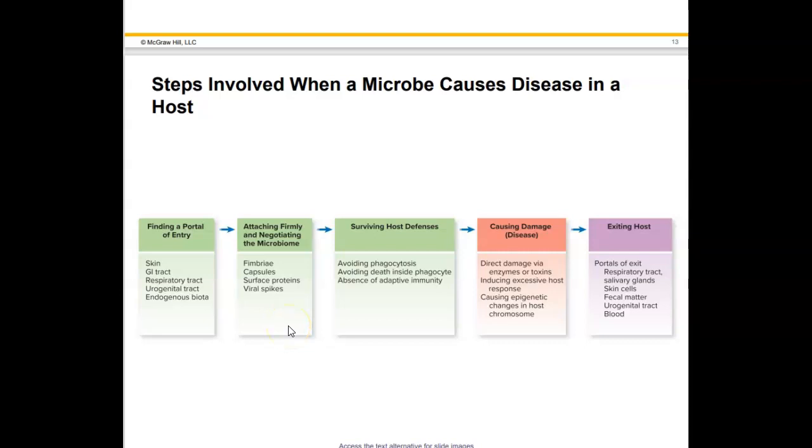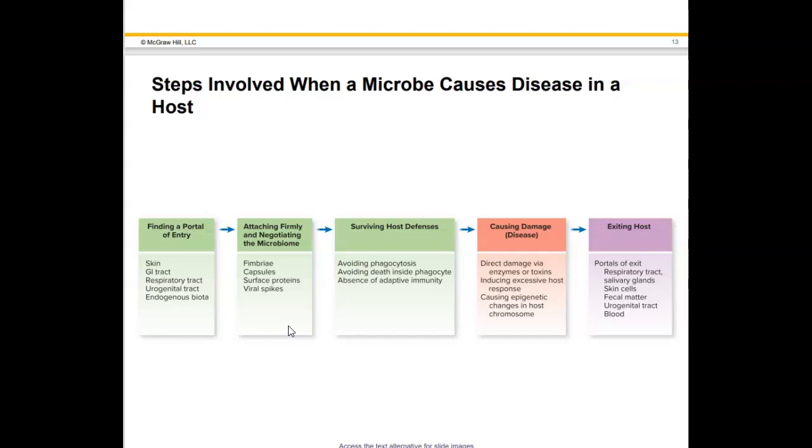All right, now we're going to talk about the process of infection. We're going to talk about what a pathogen has to do in order to gain access to our bodies and to create disease, infectious disease. So to establish an infection, a pathogen has to basically complete 5 tasks, right?